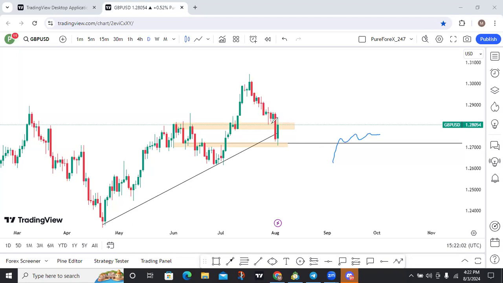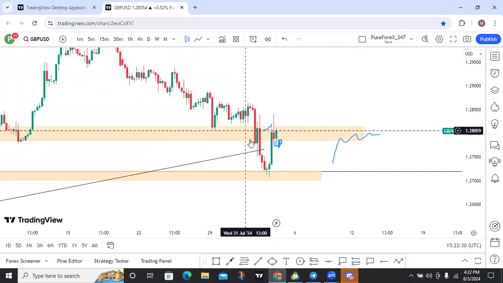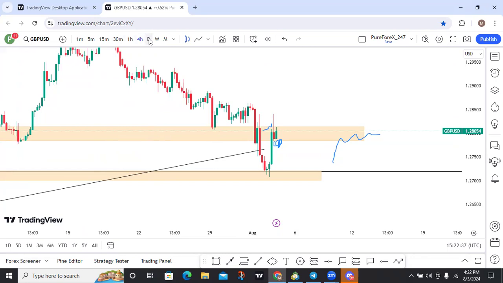So the market failed to respect this Quasimodo SNRC1, which is a continuation setup, and the market went back down to react from the daily potential Quasimodo reversal, right? In this case, from the H4, you wouldn't have taken any trade because there was no sign of the breach of the Dow theory. The market was obviously in a downtrend, so there was no reason at all to buy, right?